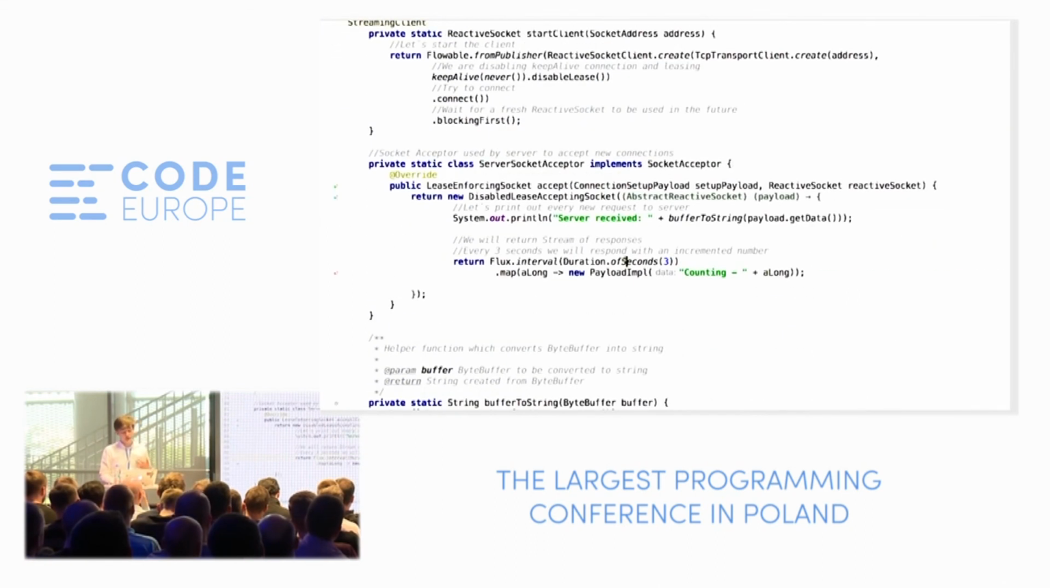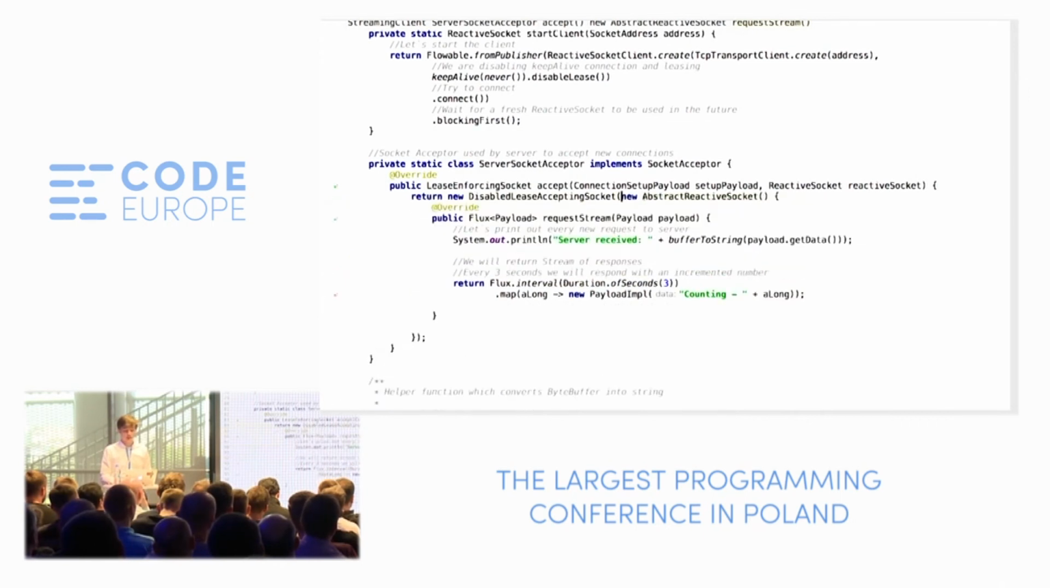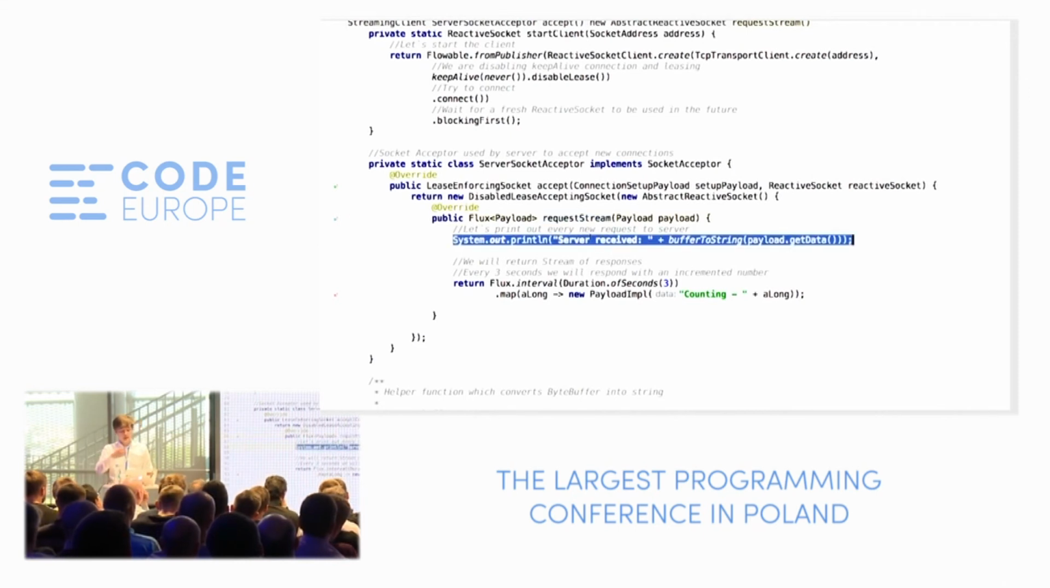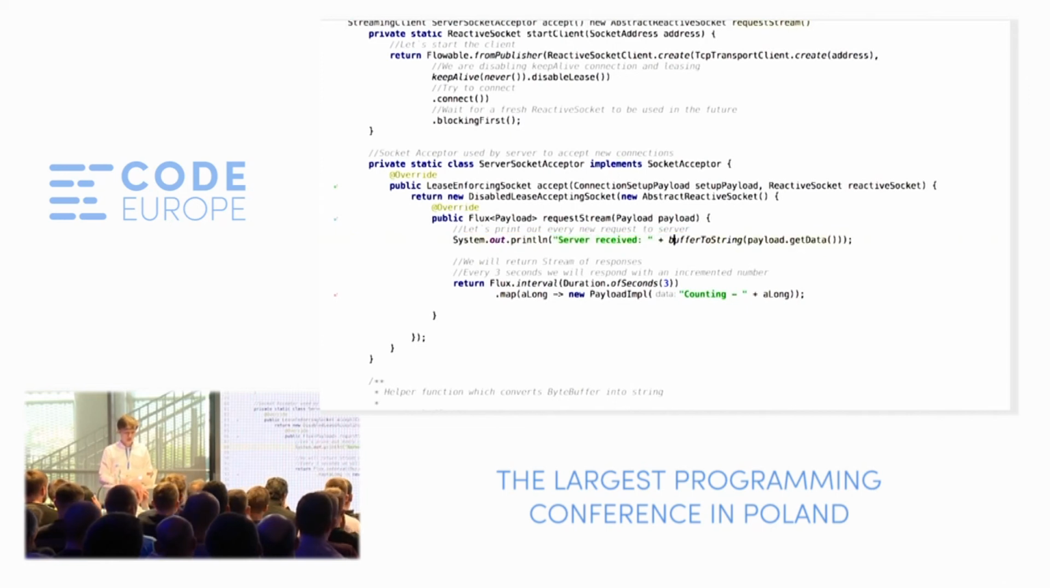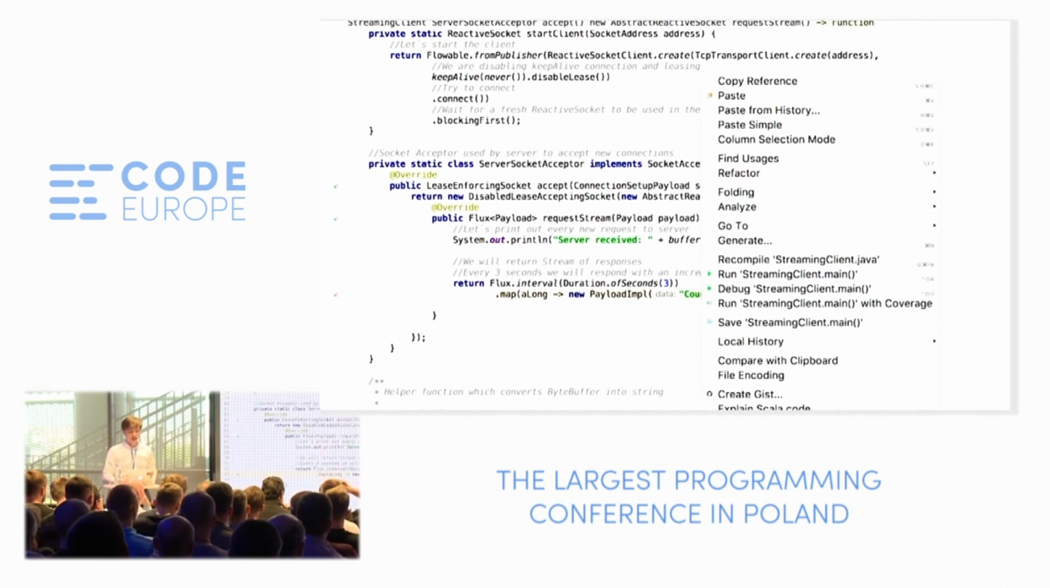In our case, we would like our server to support the request stream. So what are we doing here? We are implementing this method. On every request from the client, we will print out the request. We'll see what will happen. And we can return right now the stream of responses. In our case, the stream of responses will be an interval stream. So every 3 seconds, we'll push some response, which will be just counting an incremental number.